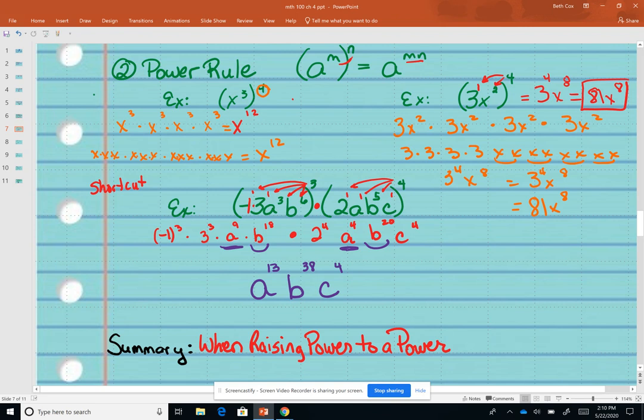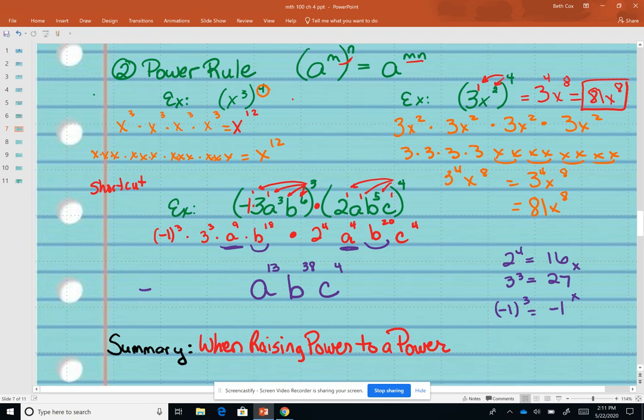All right, now my numbers. I have 2 to the 4th, which is 16. I knew that one. You might not have known that. And 3 to the 3rd, which is 27. I'm going to multiply those together. And then I have a negative 1 to the 3rd, which is negative 1. So I'm going to multiply those three together. I'm going to get a negative.